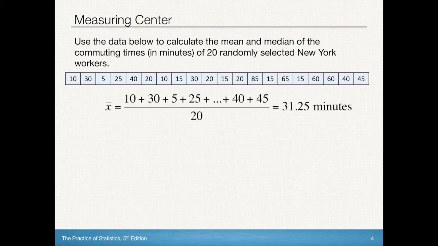We simply add up all the values, which in this case is going to be 10 plus 30 all the way up to 40 plus 45, and we're going to divide it by the total number of values, which in this case is 20. And this gives us an answer of 31.25 minutes.